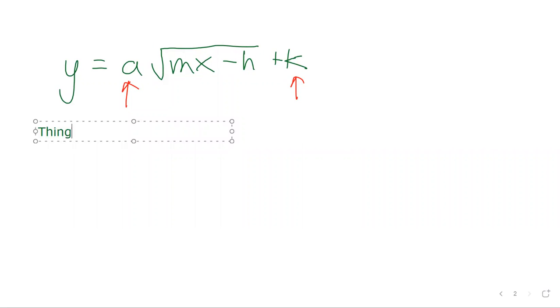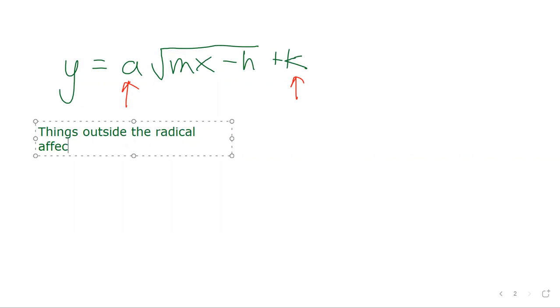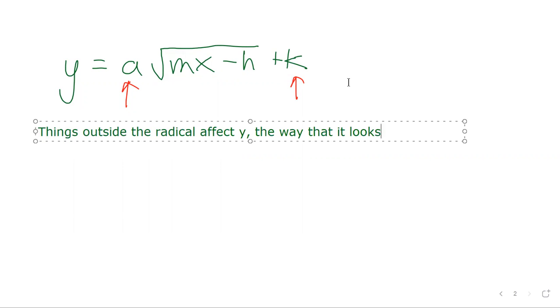Things outside the radical affect y, so they affect the graph vertically, the way that it looks. What do I mean by the way that it looks? Well, if k is positive, it looks like the graph should go up, and it does. If a is positive, it looks like the graph should be steeper, and it is. It's the way it looks.